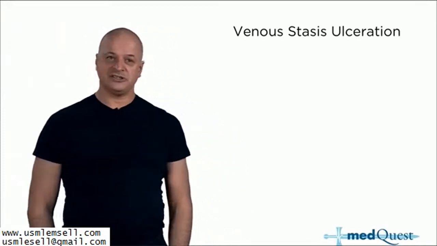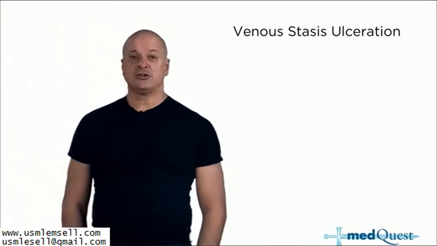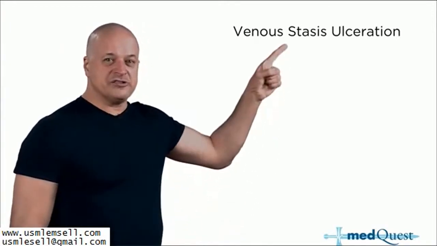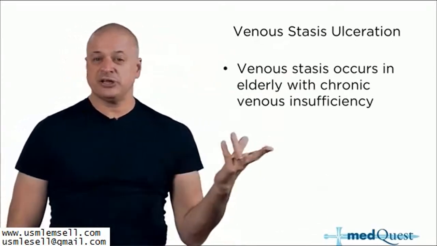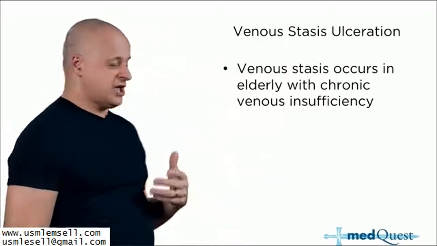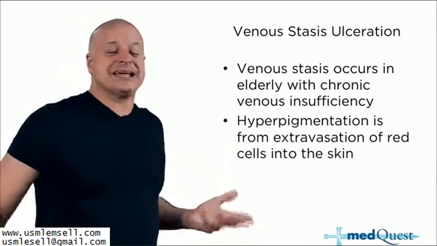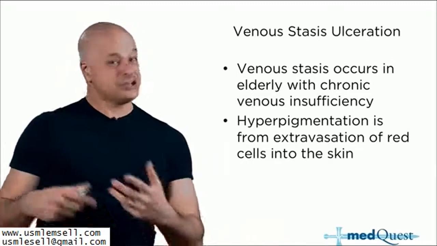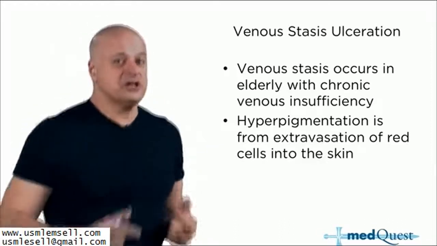This chronic venous insufficiency results in extravasation of blood and the hemoglobin pigment staining the skin. And the venous stasis is occurring in the elderly with chronic venous insufficiency, and the hemoglobin stains the skin, and you really can't do anything about it except to correct the underlying cause. And you can't do that so well except to say, exercise, move your legs.